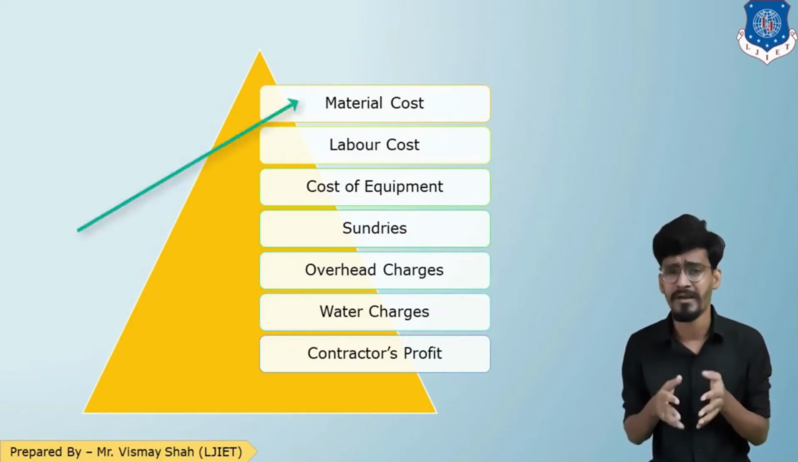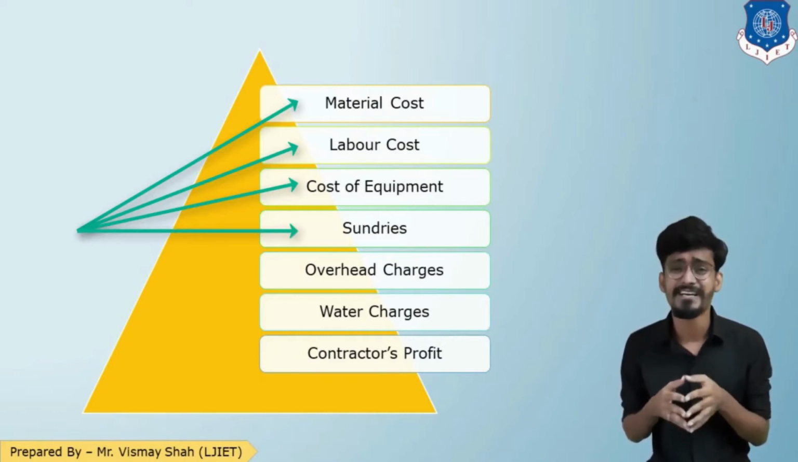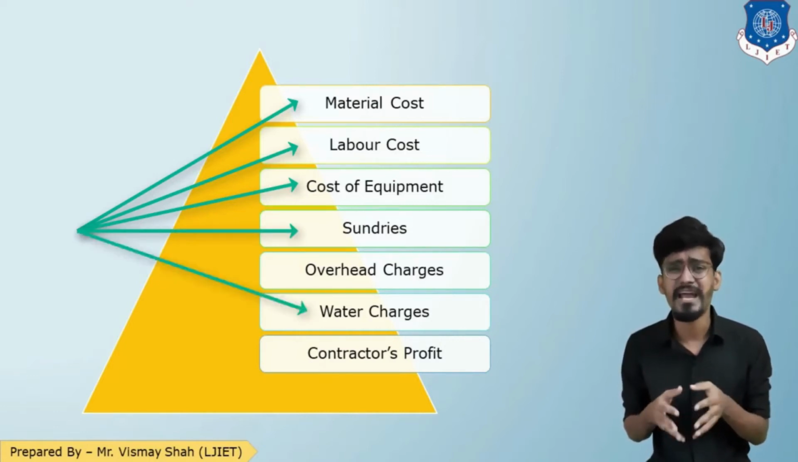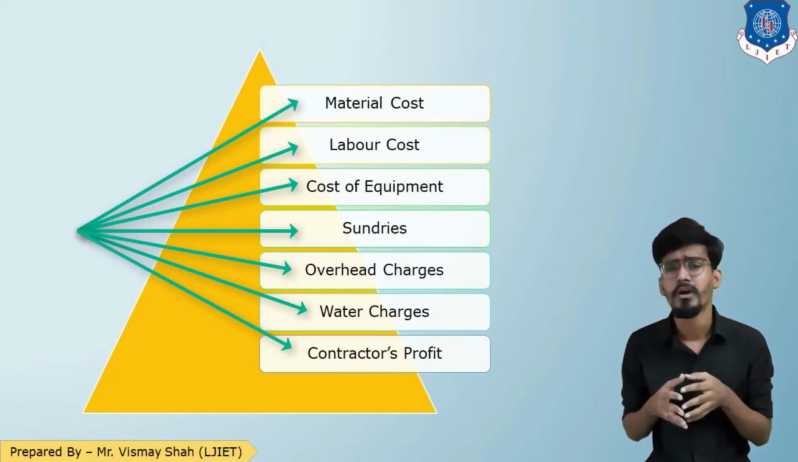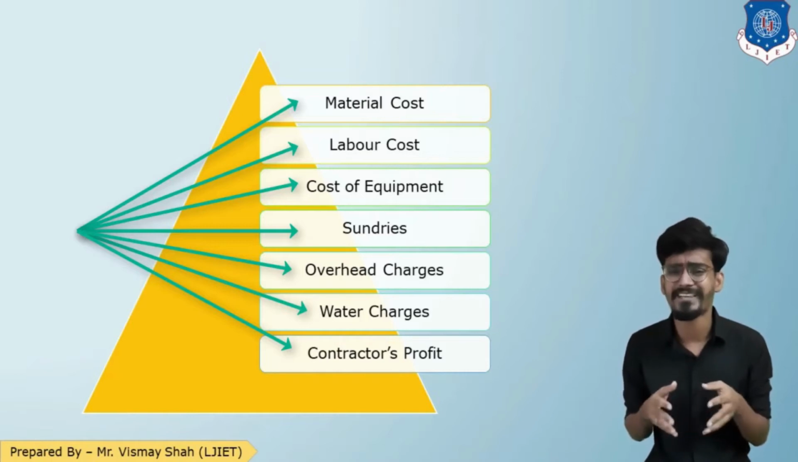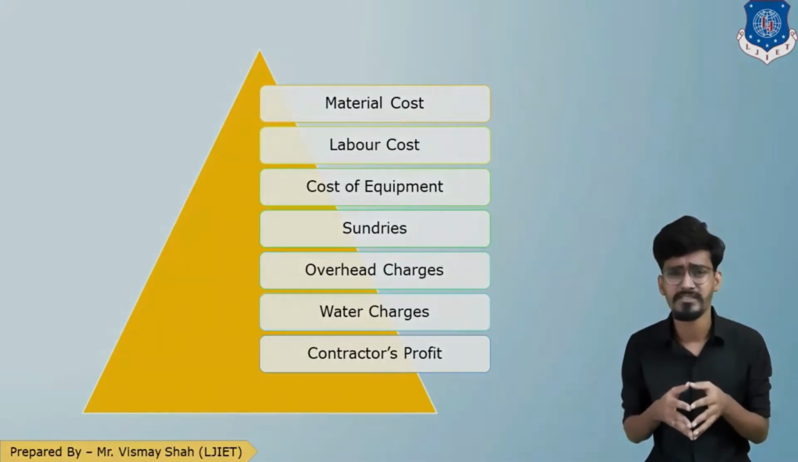The first is material cost, then labor cost, equipment cost, or which you can say tools and plant cost, then the next is sundries, then water charges, overhead charges, and the last is contractor's profit. So these are the components which we require in order to complete the rate analysis and get the rate of an item on per unit basis. So let us begin with the material cost.